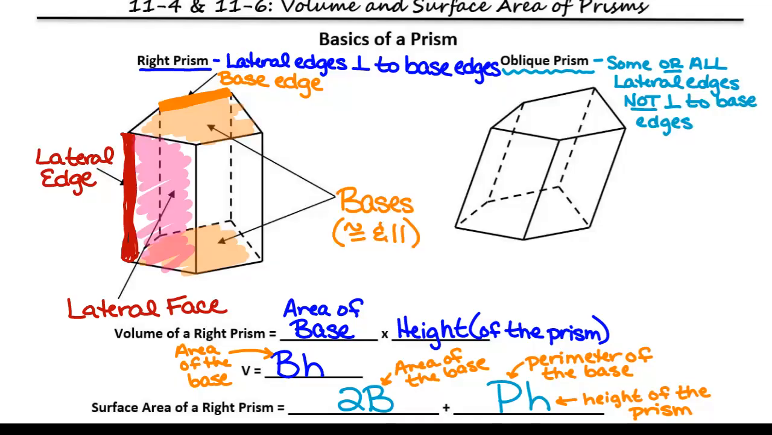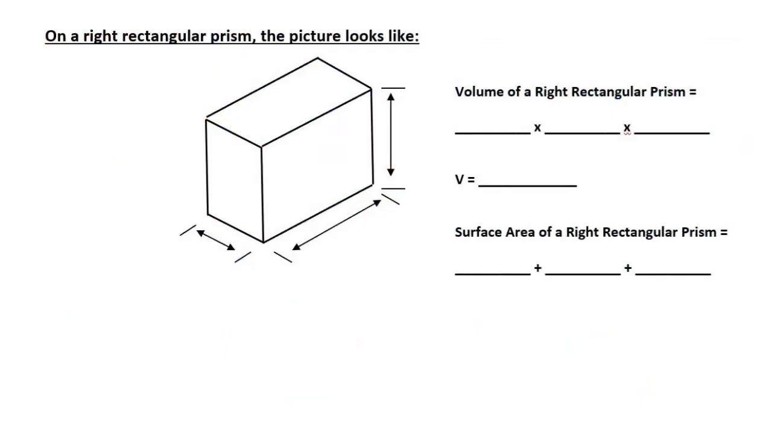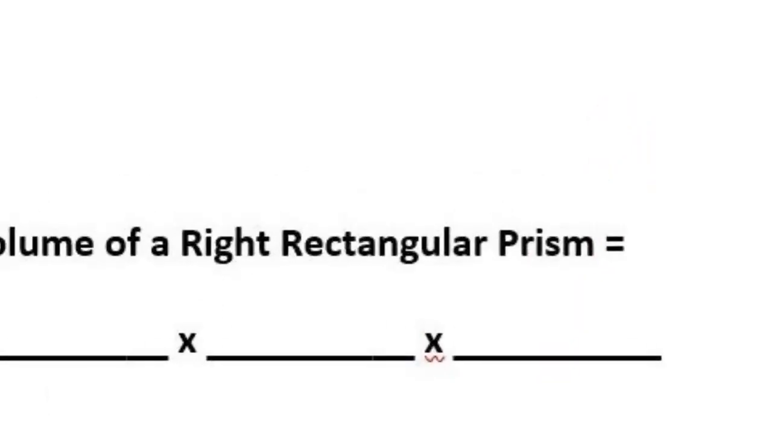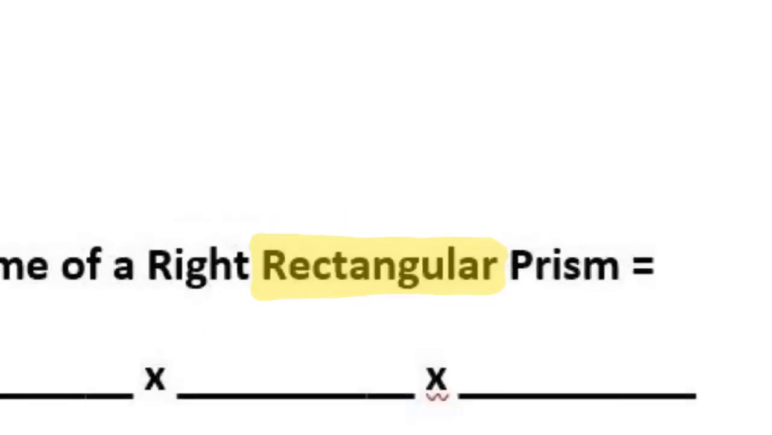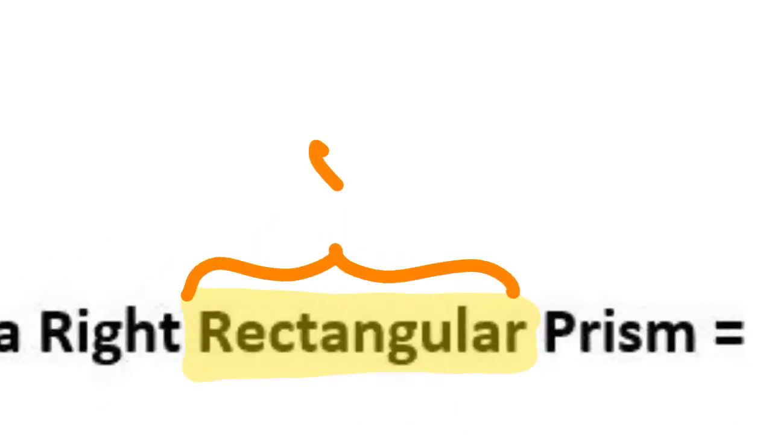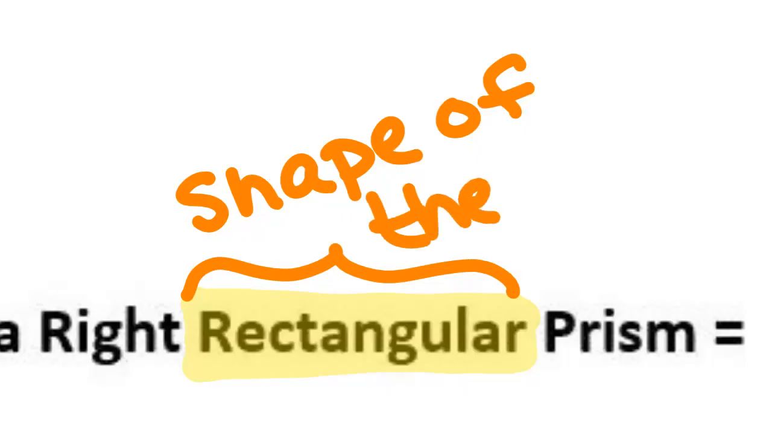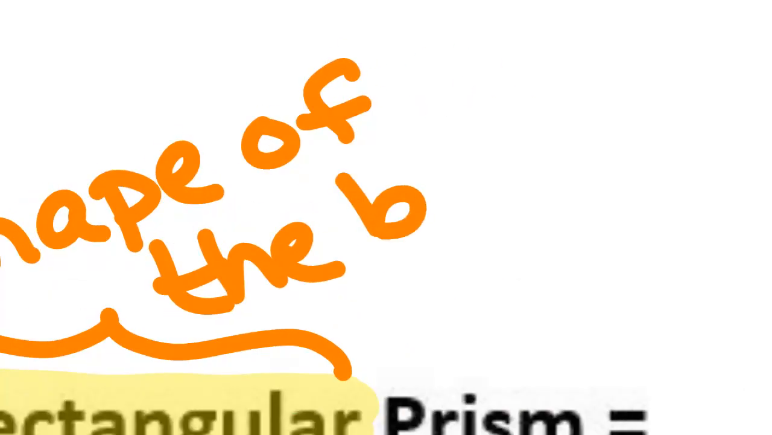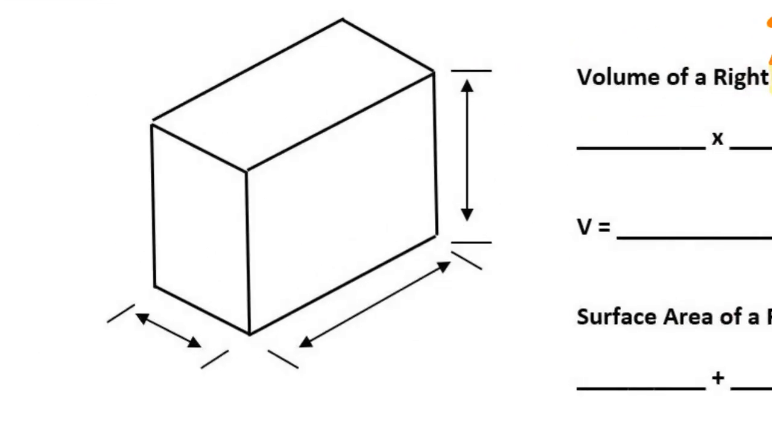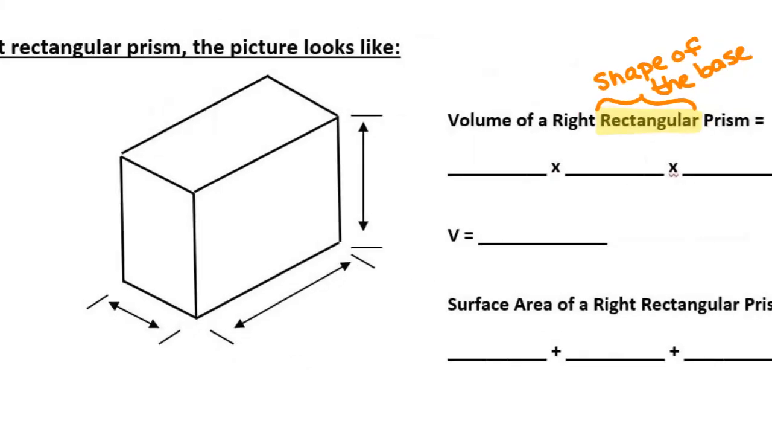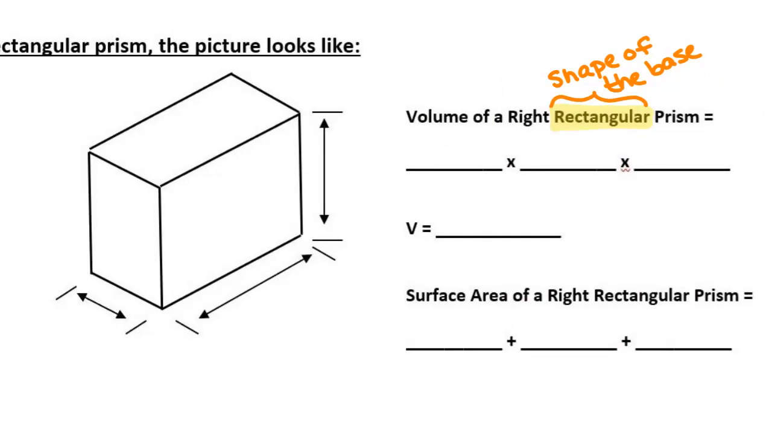When we are looking at right rectangular prisms, in the name of the prism, they will tell us the shape of the base. So a right rectangular prism, rectangular is the shape of the base. So here's my right rectangular prism. The base is a rectangle.